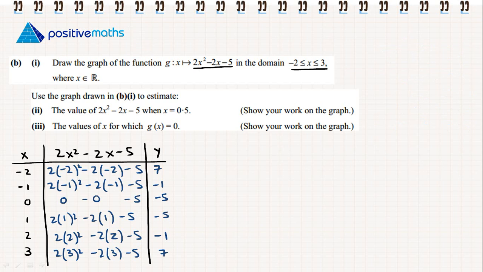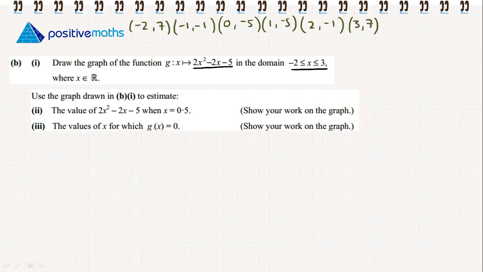Now I'm going to identify the coordinates for the points. So minus 2 and 7, minus 1, 0 minus 5, 1 minus 5, 2 minus 1, and 3 and 7. There are a few different methods for finding these points, so just use whatever you're comfortable with and you're used to. So now when we're drawing the graph, a few things we have to notice.